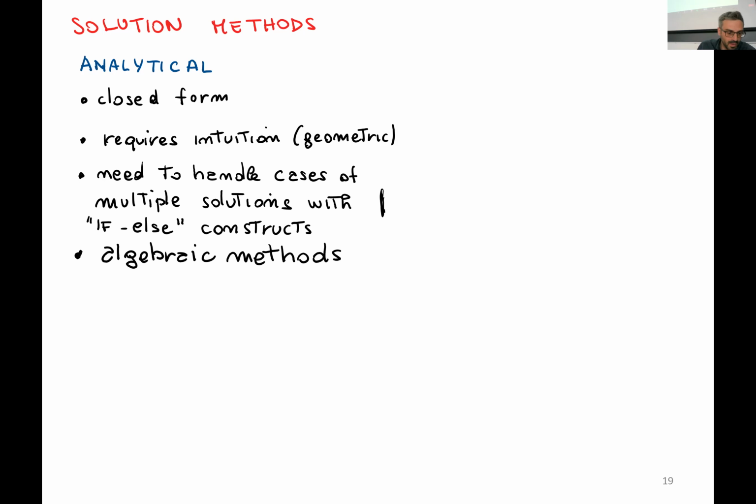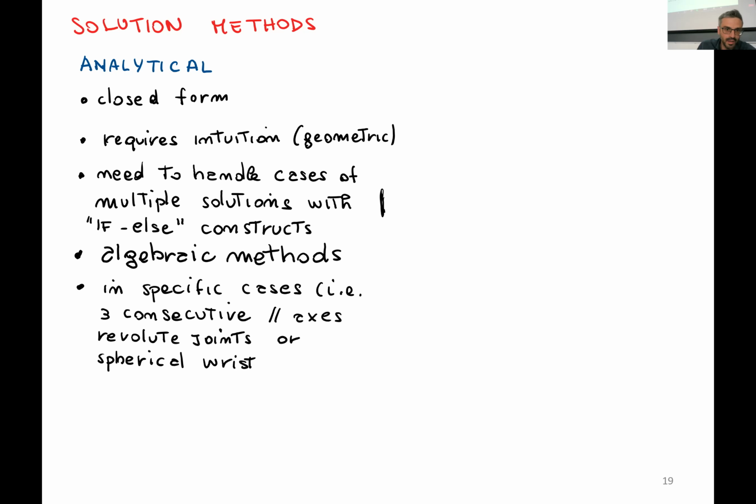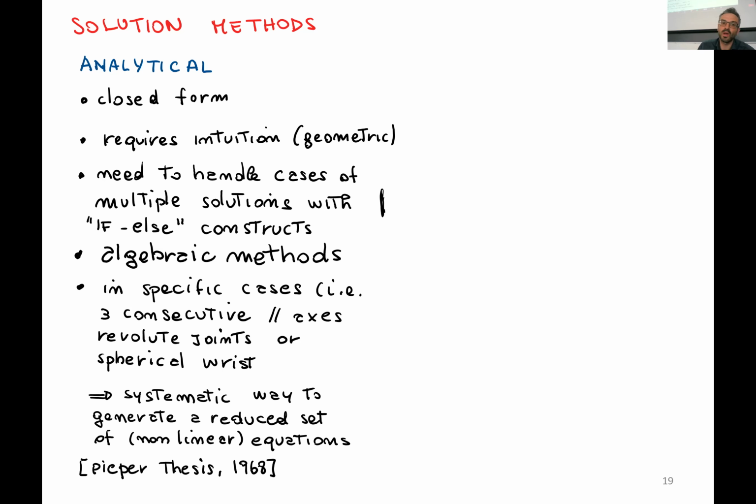You can use algebraic methods also to help you. And in very specific cases, for example, when you have 3 consecutive axes of revolute joints, or whenever you have a spherical wrist, there is a systematic way to reduce, to do whatever we did right now, to reduce the set of nonlinear equations to a very small number to be solved.